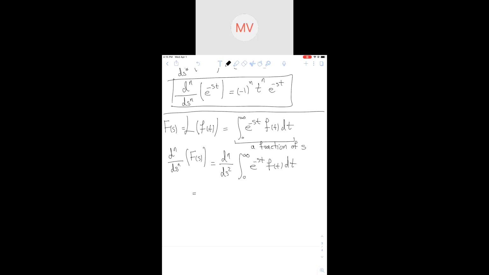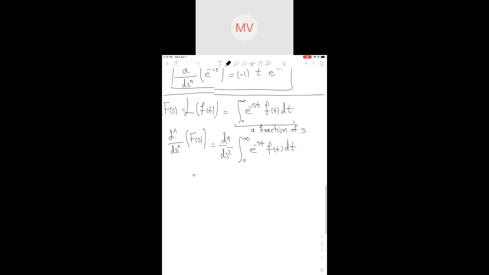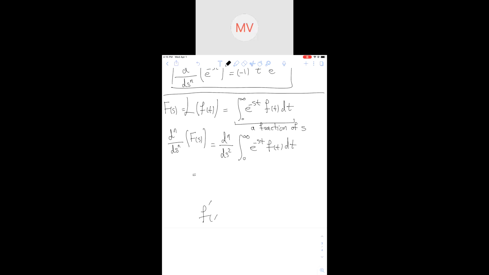Do you guys remember the definition of derivative in Calc 1? In general, f prime of x was the limit of f of x plus h minus f of x divided by h as h approaches 0. So the derivative is defined as a limit. So this derivative is nothing but a limit.